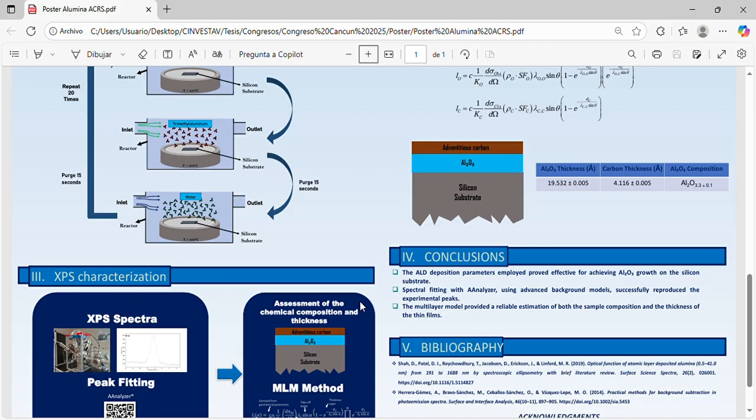Conclusion. The ALD deposition parameters prove effective for achieving aluminum oxide grown on the silicon substrate. Spectral fitting with an analyzer using advanced background models successfully reproduces the experimental peaks and the multilayer model provides a reliable estimation of both the sample composition and the thickness of the thin films.